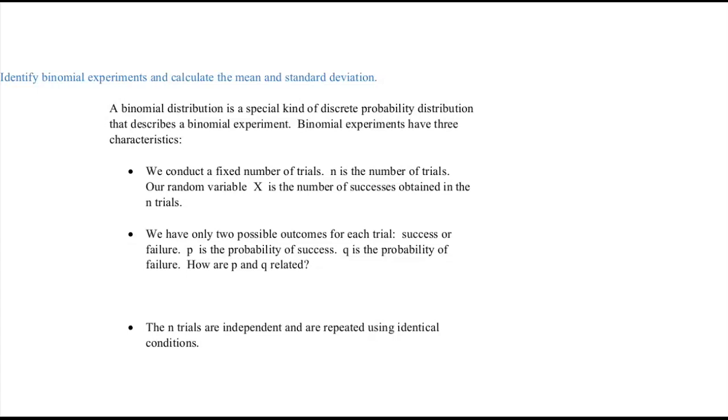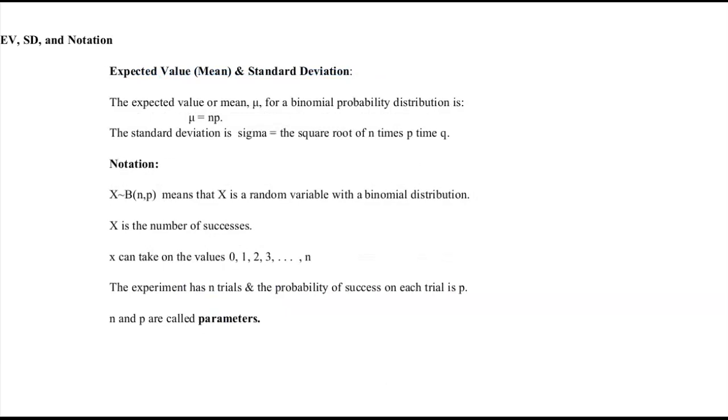So P is the probability of success. Q is the probability of failure. Since these are our only two outcomes, these are complementary events. You succeed or you don't. So the probability of success plus the probability of not succeeding, well, the probability of complementary events always sums to 1. The third characteristic of a binomial experiment is that the n trials are independent and they are repeated using identical conditions. So if we have these three characteristics, we have a binomial experiment, and that's what we're going to look at soon, whether or not we have a binomial experiment.